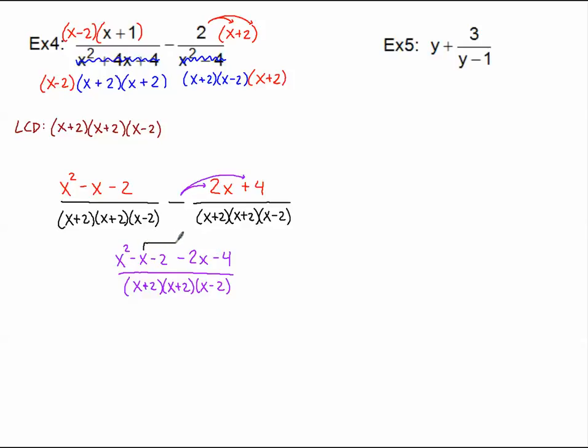I see that there's a negative x with a negative 2x, and I also see that there's a negative 2 with a negative 4. I can combine those together to make x squared minus 3x minus 6 divided by the same denominator. But you know what I'm going to do? Since these two factors are identical, I'm just going to write it as x plus 2 quantity squared. That might be a fancier way of doing that. And there's our final answer.